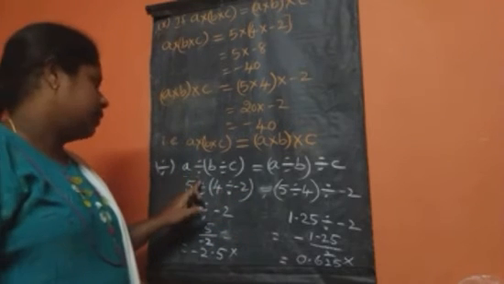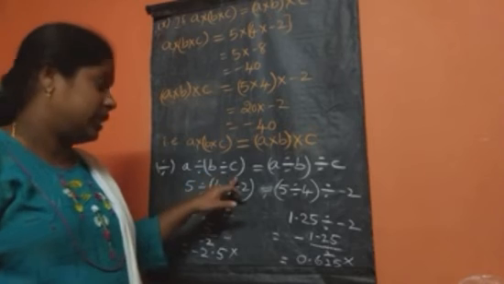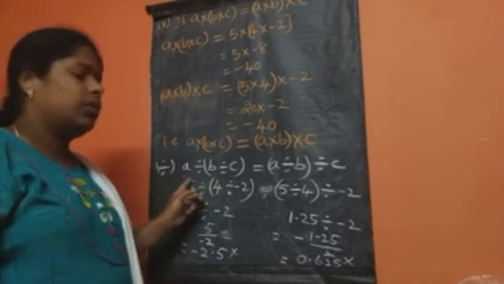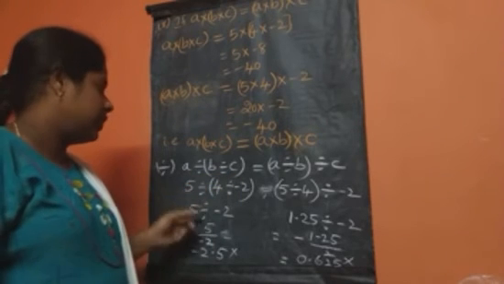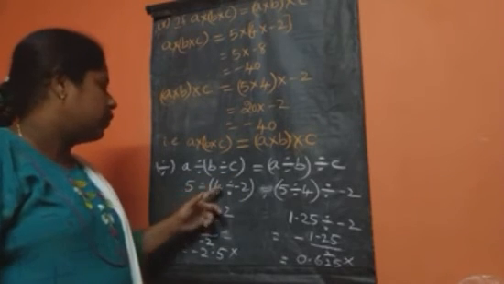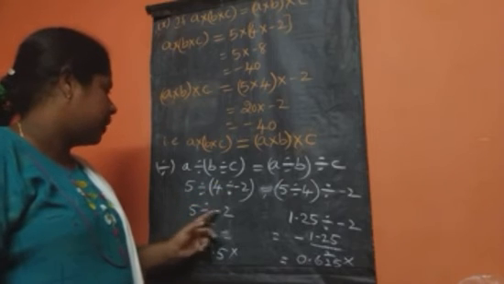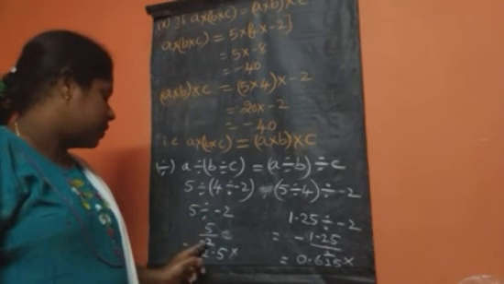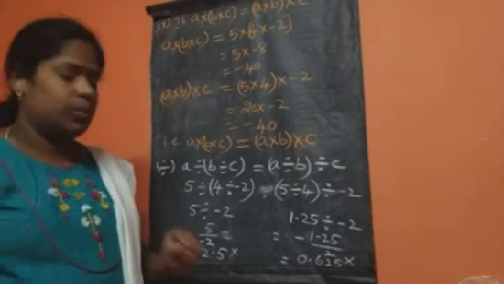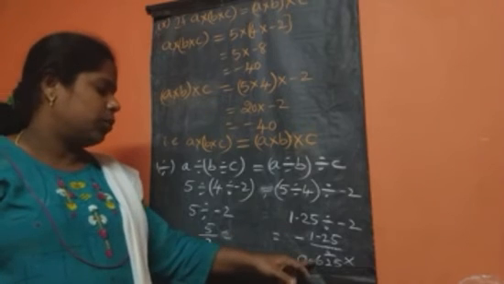So a divided by b divided by c, first of all we have to substitute numbers in the place of alphabets. 5 divided by 4 divided by minus 3 is equal to 5 divided by minus 2, which is equal to minus 2.5. Then here we get 0.625.